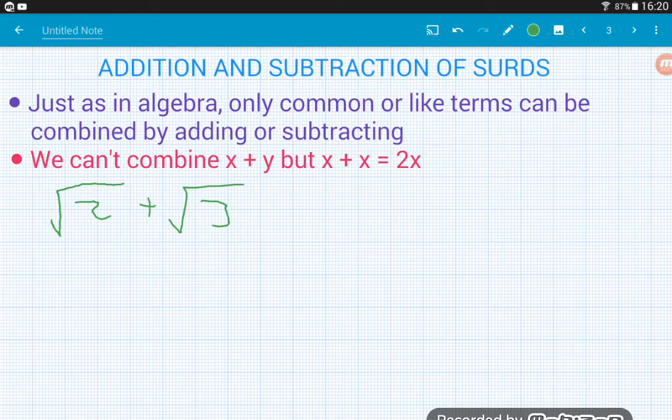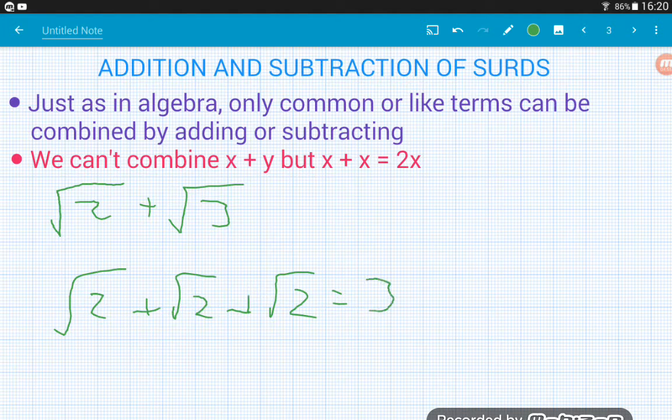Again, yes, we could call it root 3 plus root 2, but the point is we can't combine it into a single term. Whereas if we had root 2 plus root 2 plus root 2, we can combine those into a single term because they are all in terms of root 2. So root 2 plus root 2 plus root 2 is pretty much exactly the same as doing x plus x plus x, and it would give us 3 root 2.